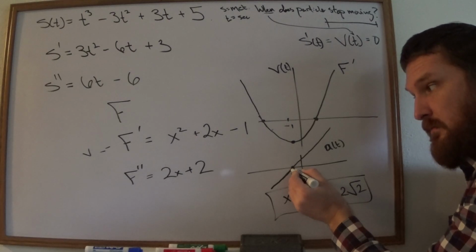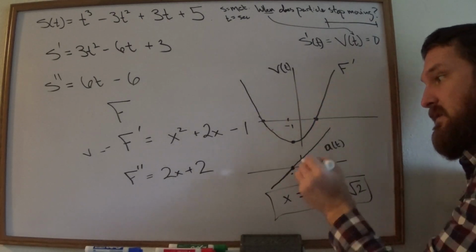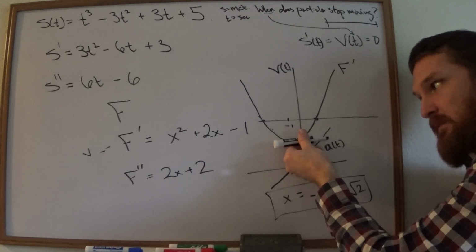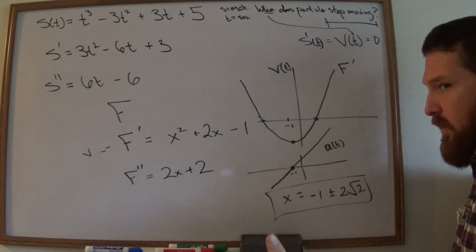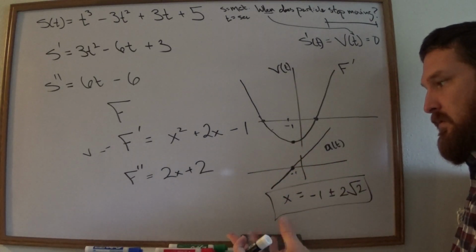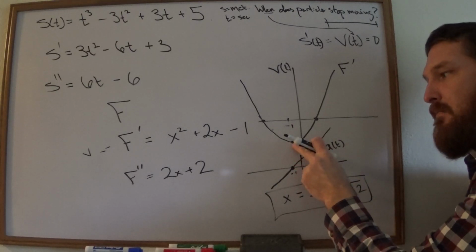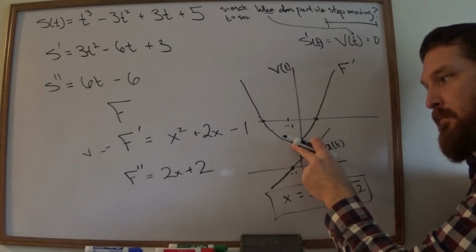Your slope is 0, right? The slope of this is 0, so it has to be 0 there. So that way works. That way always works. When your acceleration is 0, you have a minimum or a maximum here.